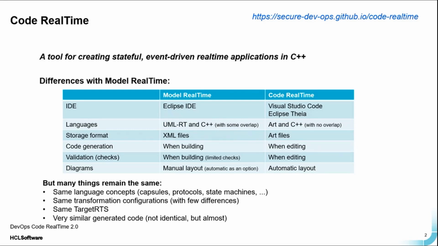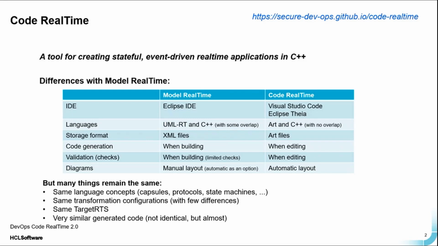But also note that many things remain the same. The same language concepts exist: capsules, protocols, state machines, ports, events, etc. Those things that you know from Model RealTime also exist in the Art language and in Code RealTime. Also, transformation configurations are the same with very few differences. So the TCJS files that are used in Model RealTime for building applications can also be used in Code RealTime. The runtime library, the TargetRTS, is also the same, and that's important because that ensures that the API that you use in C++ code snippets is the same. So there are no differences there.